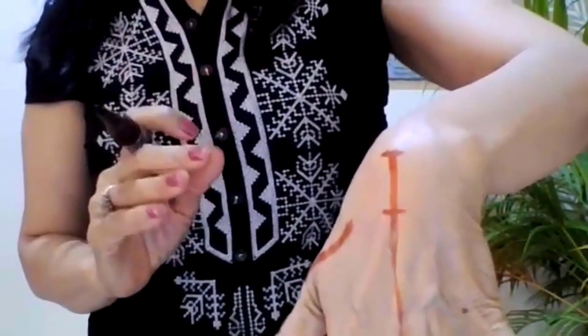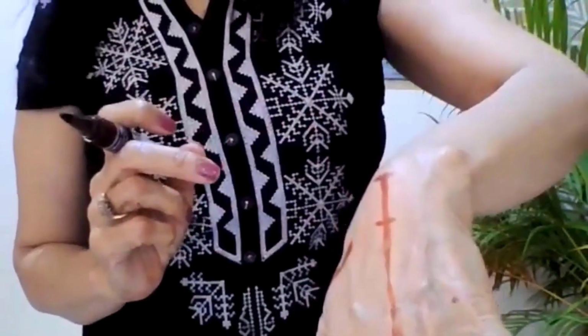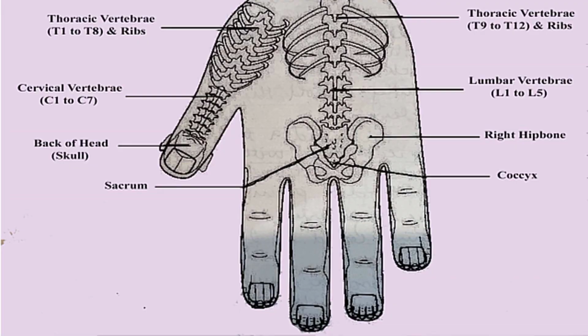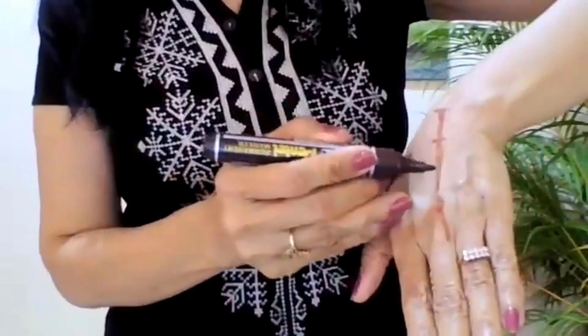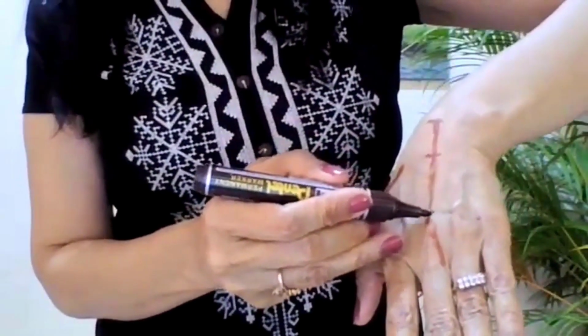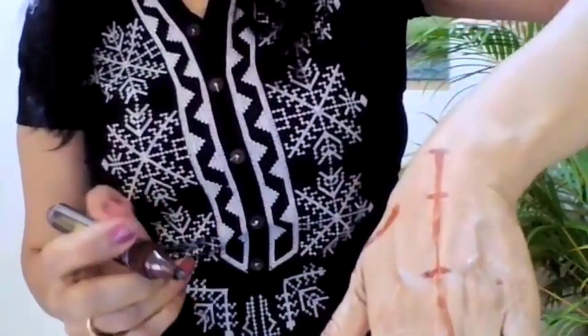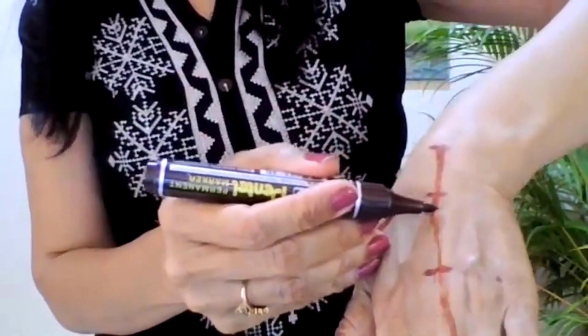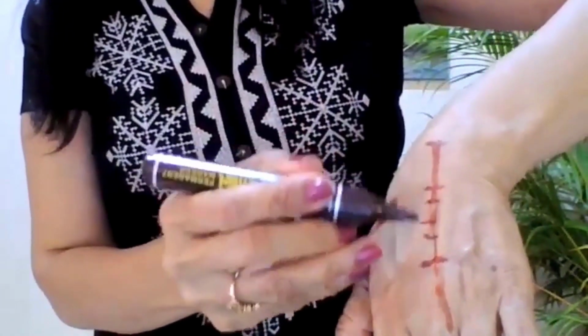Now, after the T9 to T12, what do we have? After the thoracic vertebrae, we have the lumbar vertebrae, the 5 bones of the lumbar vertebrae, which are L1 to L5, which actually come in our waist area, a little below the diaphragm in the back. We have the thoracic vertebrae, and then below that, we have the 5 bones of the lumbar vertebrae. So this comes till about below the vertebrae, this becomes your lumbar. This would be L1, L2, L3, L4, L5, like that.